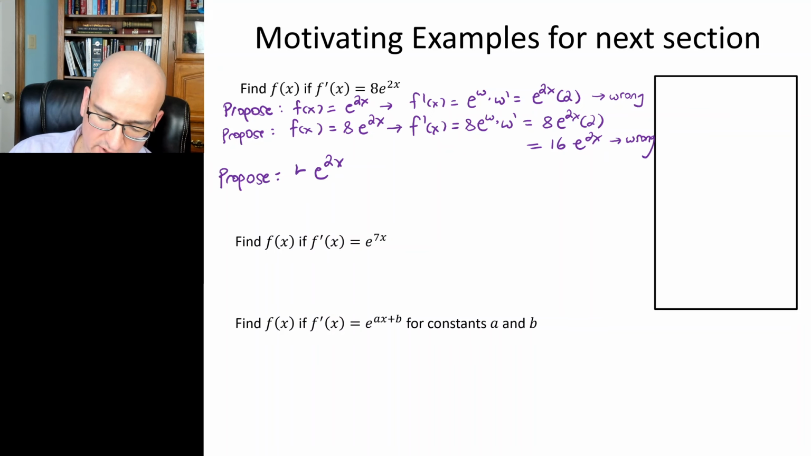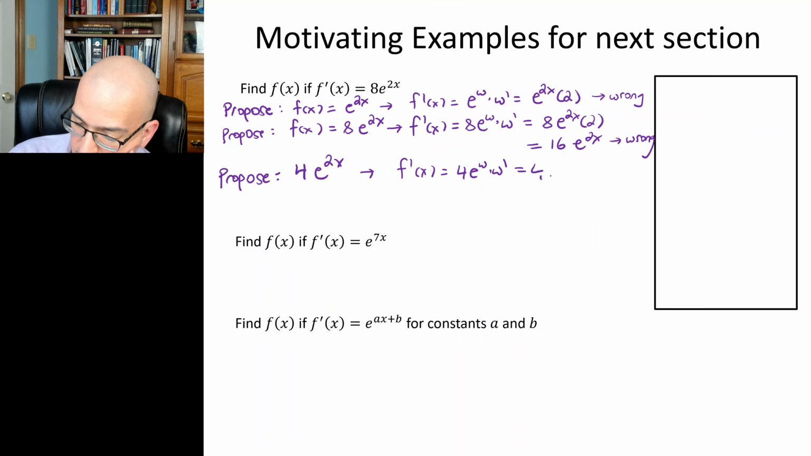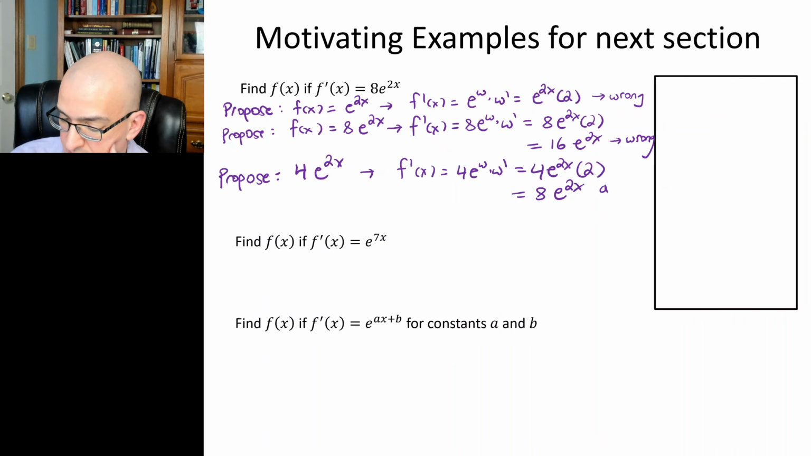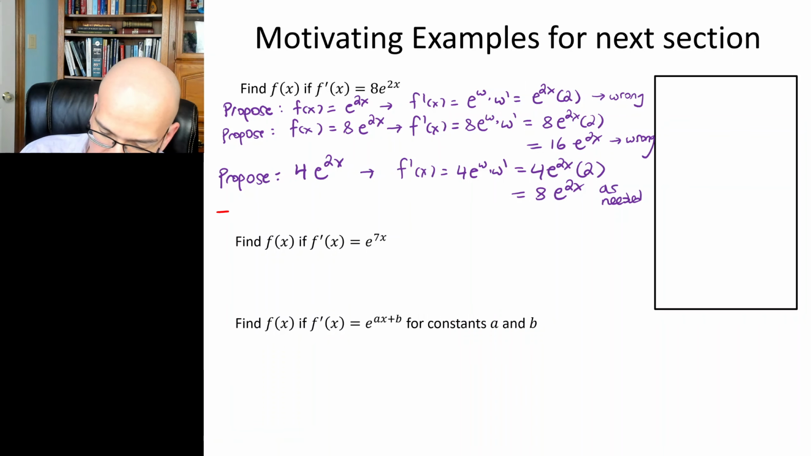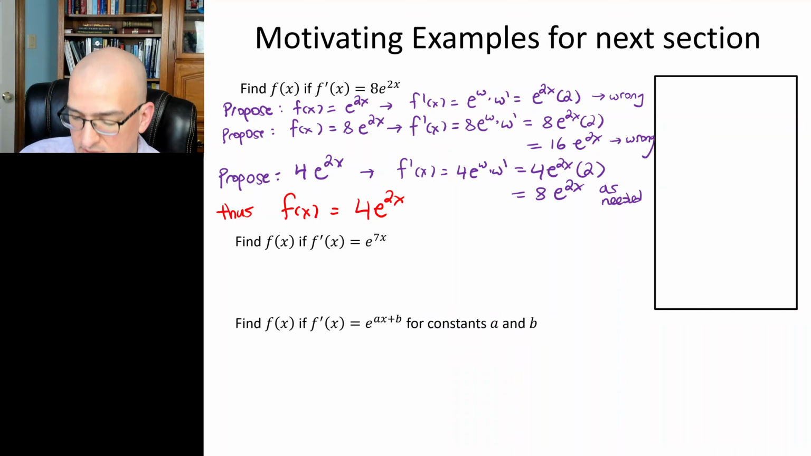What if we try a 4? And we'll check. We'll confirm. Take the derivative. We'll get 4 e to the w times w prime. So 4 e to the 2x times 2, which is 8 e to the 2x as needed. So I'm going to put down the answer. Thus, f of x equals 4 e to the 2x plus c.